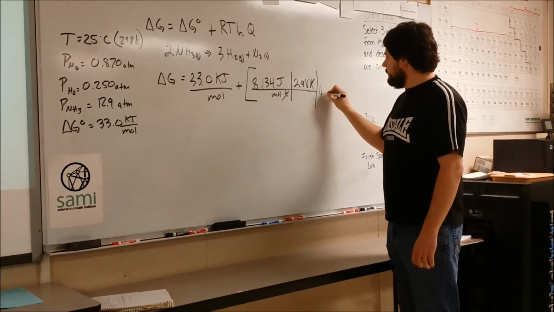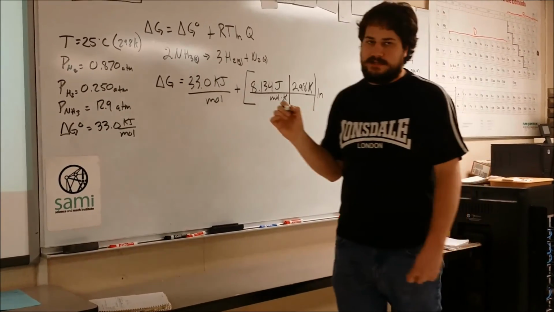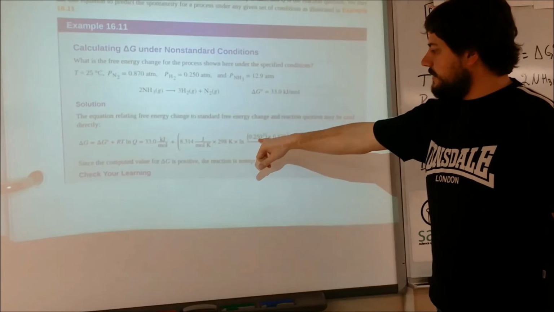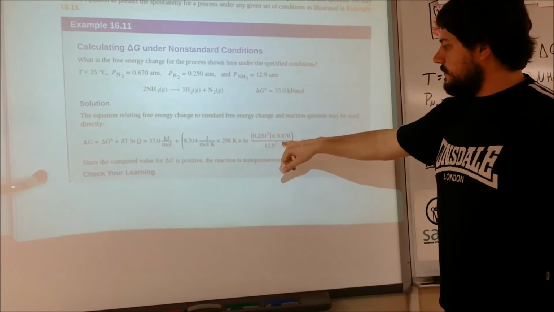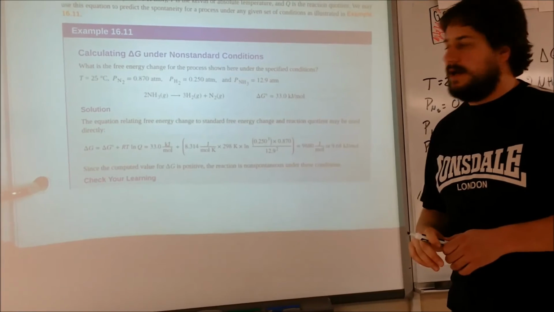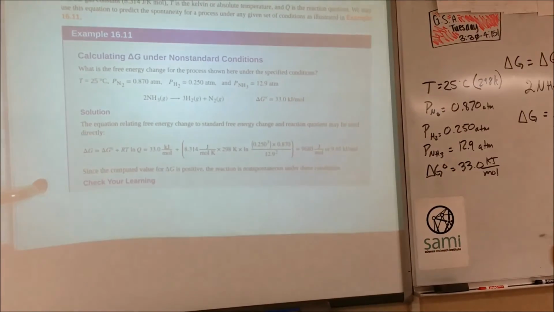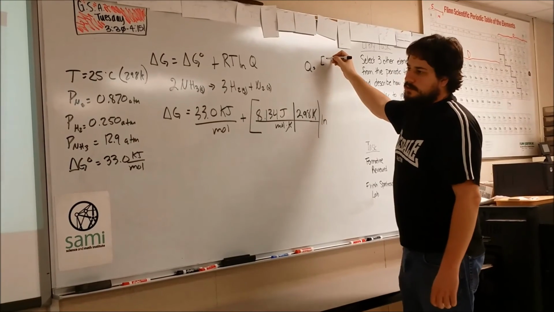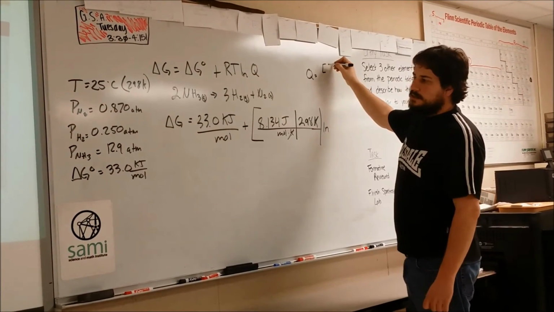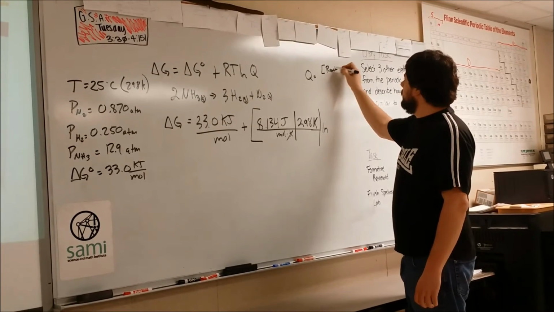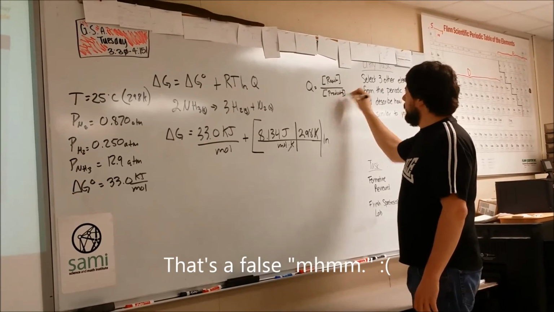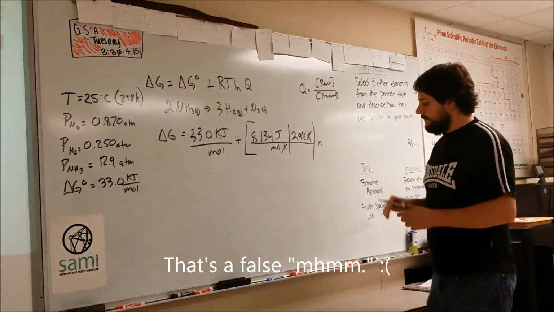The ln of Q is where these numbers seem magical, but they really aren't. If we take a look, we have 0.250, 0.870, and 12.9. What we're looking at is Q equaling the concentration of reactants over the concentration of products. I think we're reversed, actually. Did I reverse it? Yeah, it's reversed.